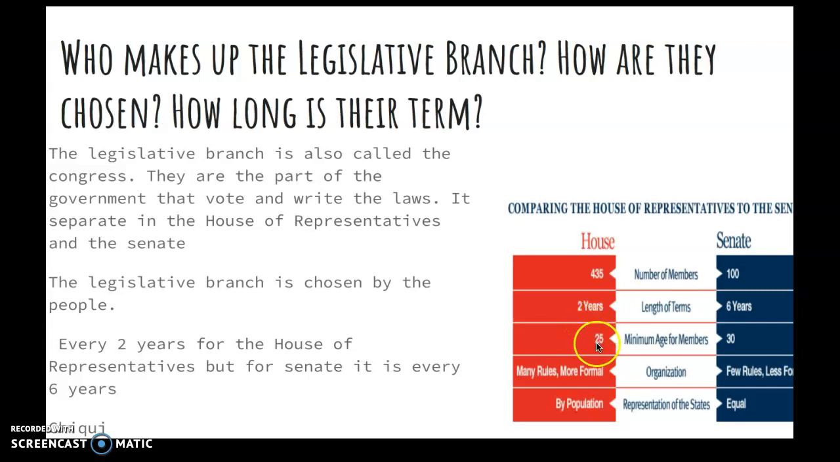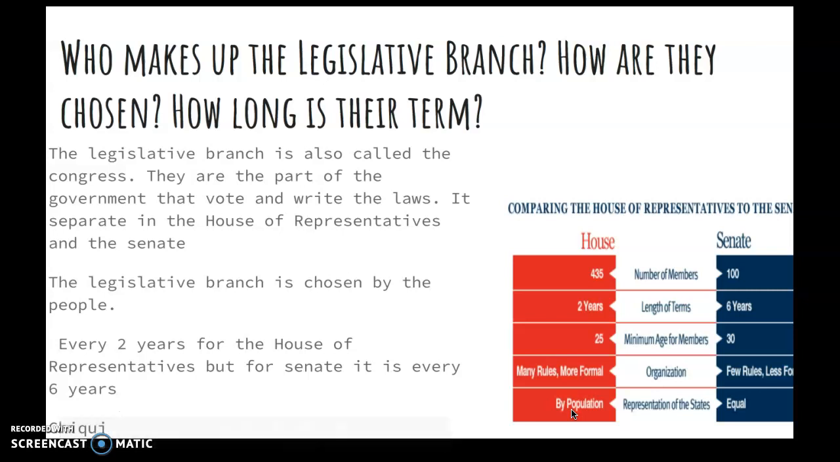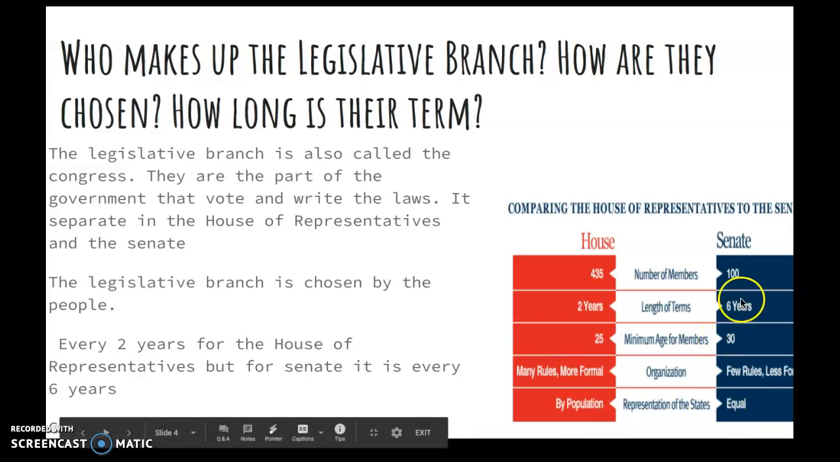The minimum age is 25, and the number of representatives is decided by population. Each state has a different number based on its population, so some states have a very high number. For instance, California has about 55 representatives, whereas North Dakota has 1, because California has a very large population and North Dakota has a small population. The Senate, on the other hand, has equal representation: every state gets 2 senators.